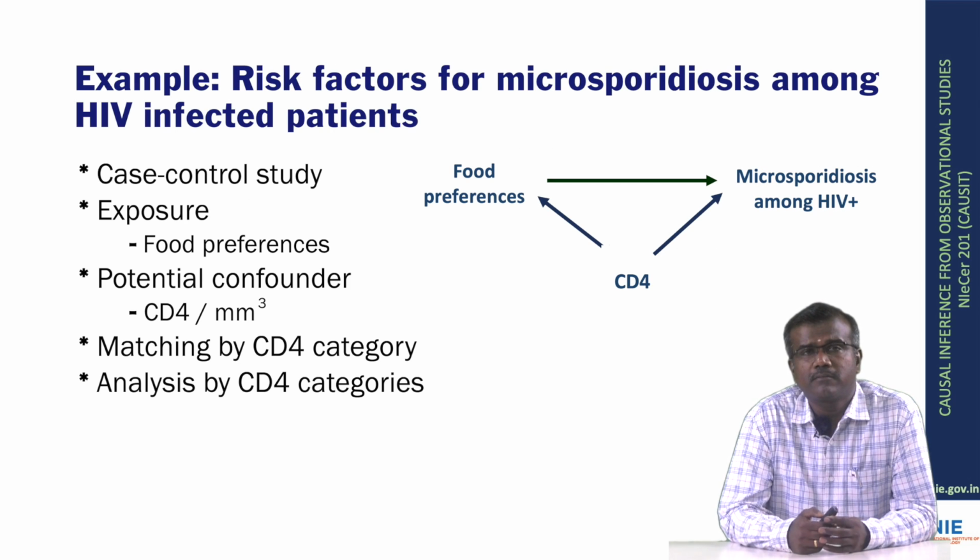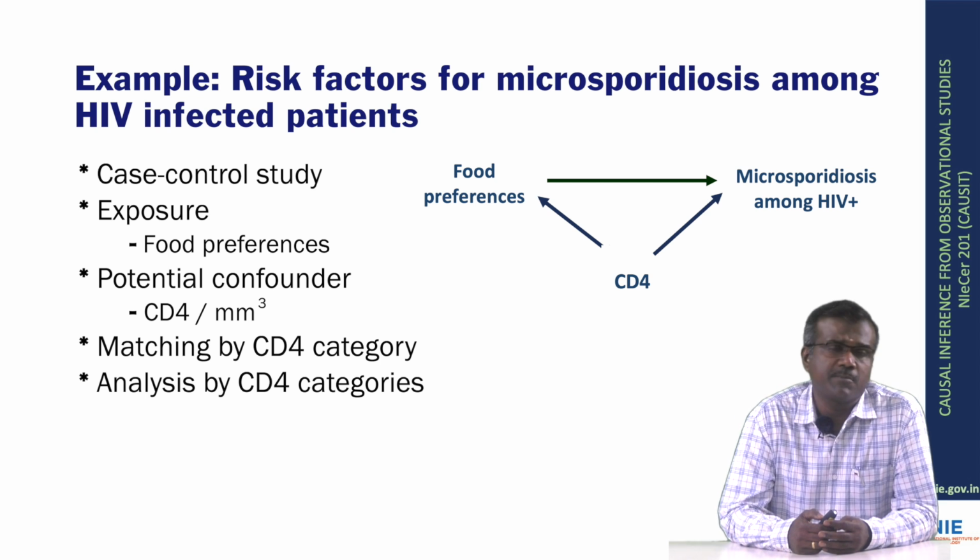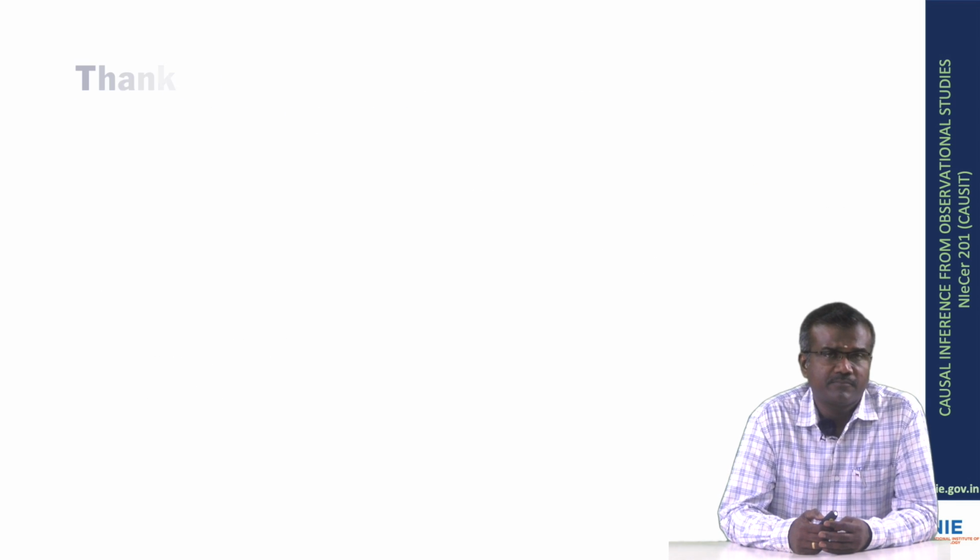For example, in this study, a case control study of risk factors for microsporidiosis among HIV infected patients, the exposure considered was food preferences among these HIV infected patients. The potential confounder was CD4 and the matching was considered by CD4 category, or we can do analysis by CD4 category. These are the two choices. Therefore, in this study, they chose to match by CD4 category in order to handle the confounder at the design stage itself. Thank you very much.